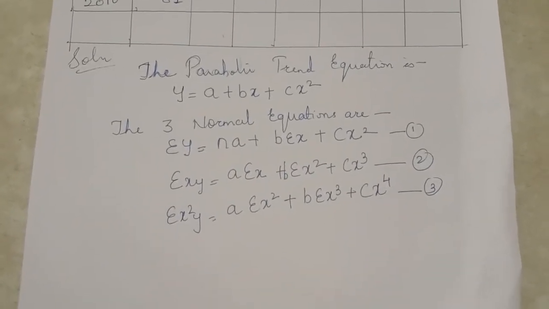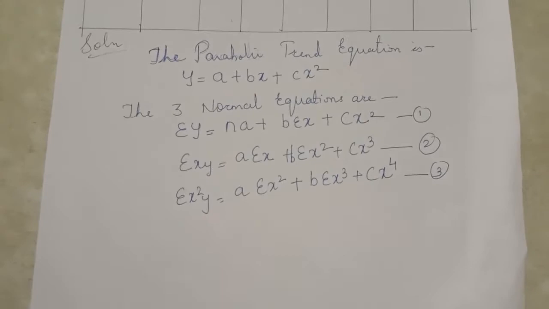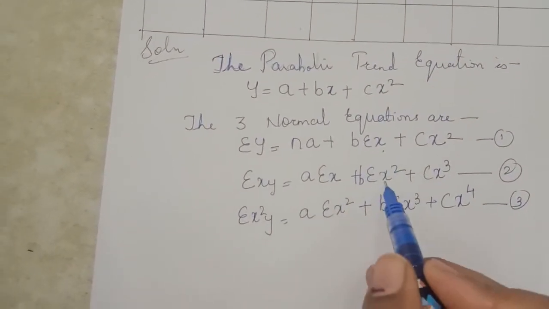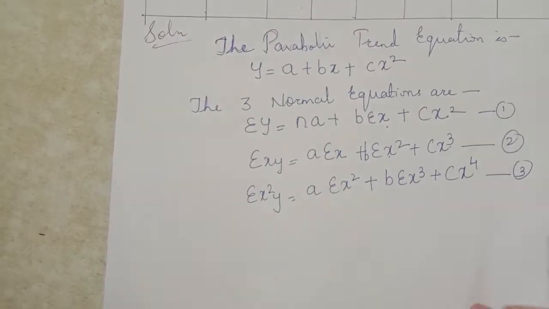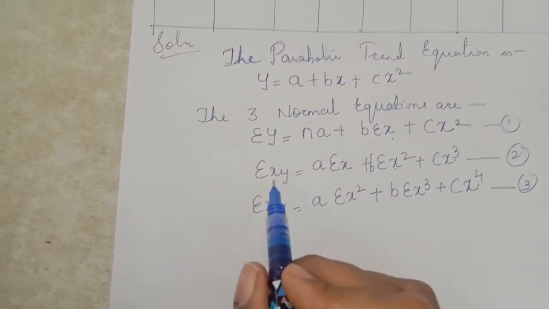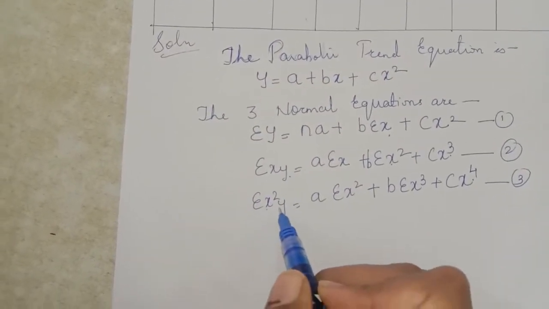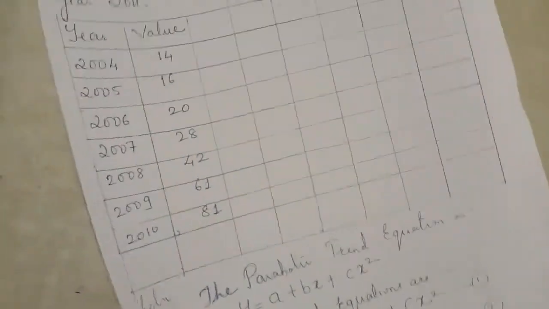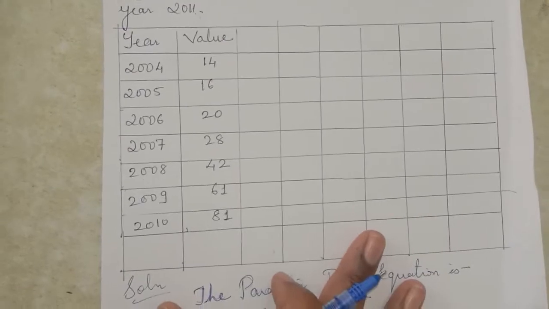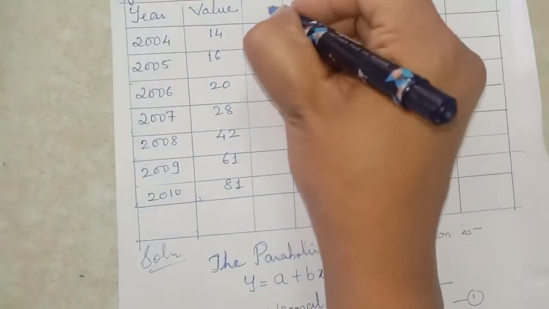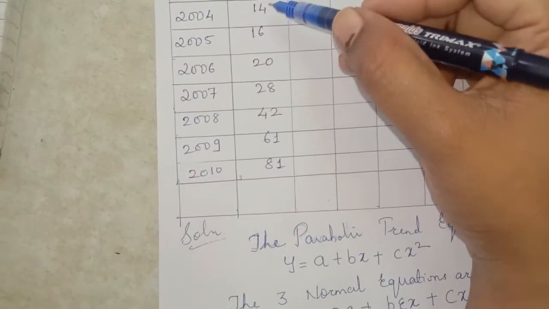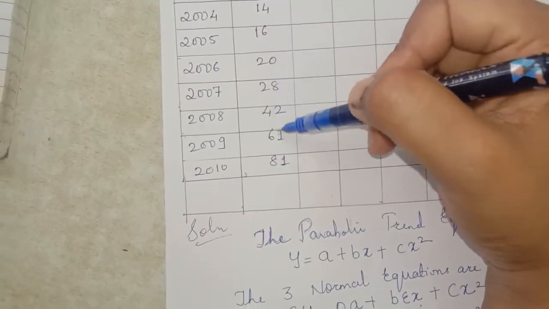Now to solve this problem, we need the columns. x we need, x square, x cube, x raised to 4, xy, and x square y. Six columns we need. First we will prepare all the columns, then we will solve the further part. First, here x. How many years are given? 1, 2, 3, 4, 5, 6, 7.